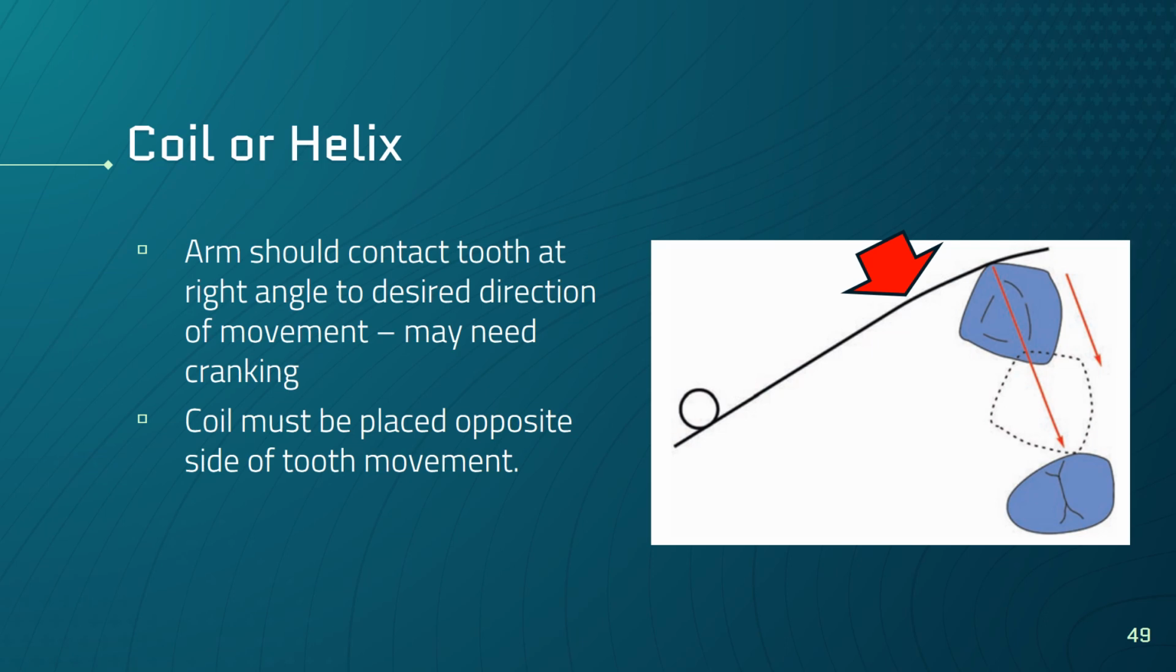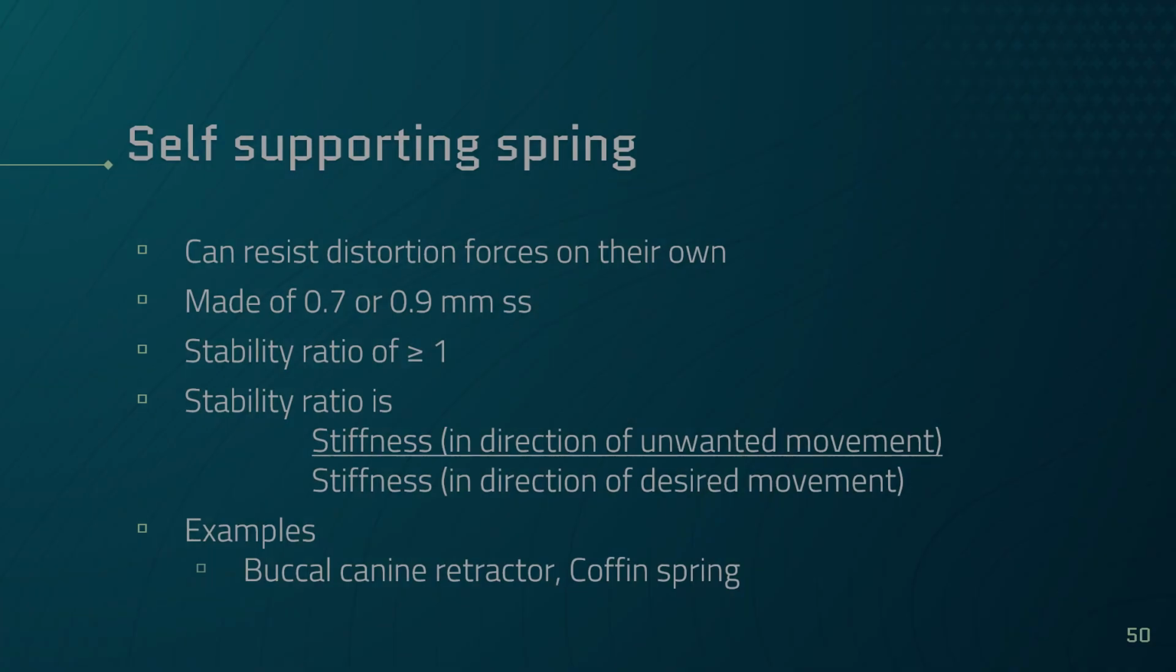Okay, the arm should contact the tooth at right angles so that the desired direction of movement may be obtained. Now, sometimes to achieve this, we may have to crank the arm, meaning a bend slightly in the arm so that this portion will contact the teeth at the correct tangent. Now, also important, remember the coil must be placed on the side opposite to the direction of tooth movement.